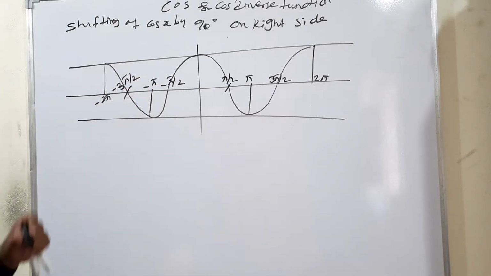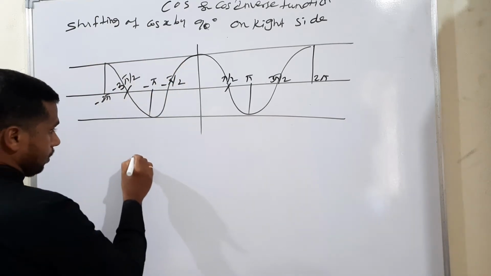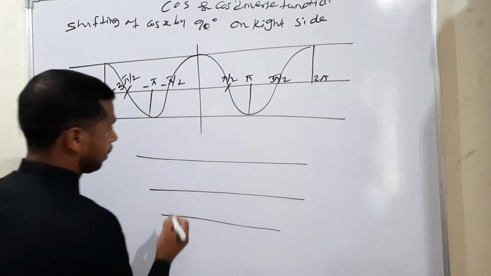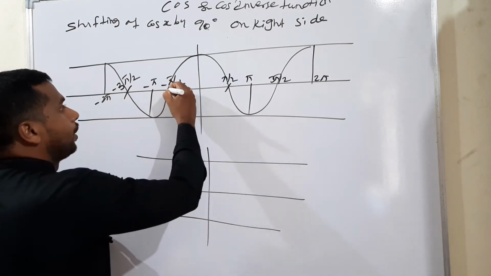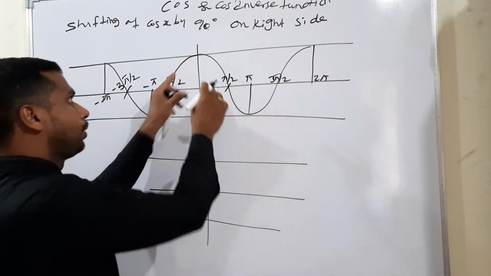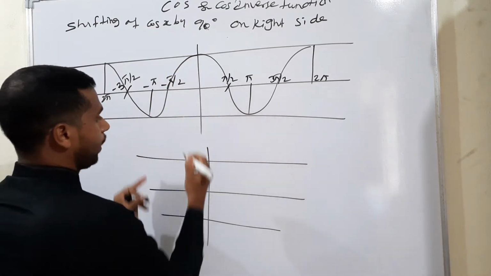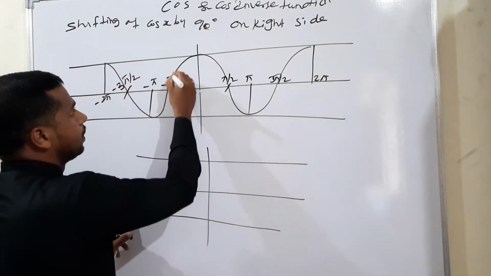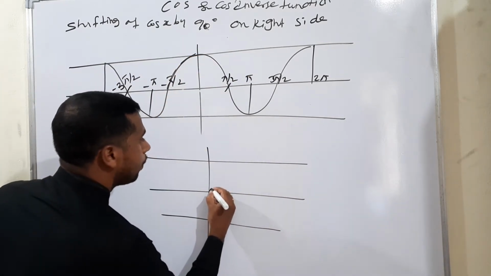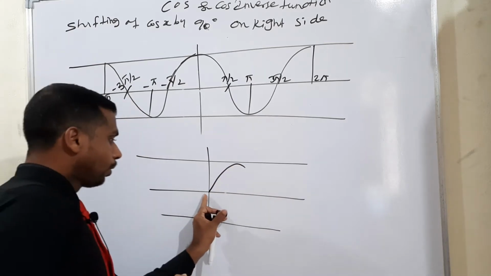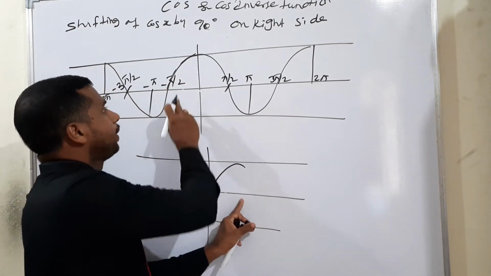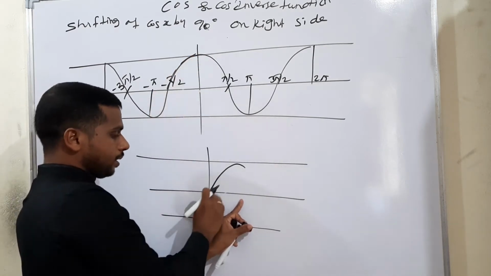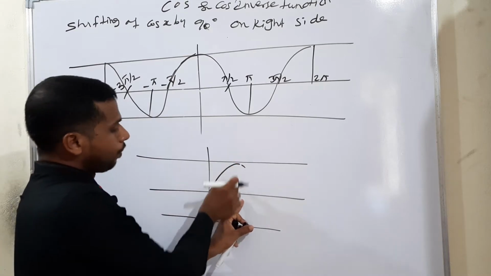So what will happen? Shifting of cos x by 90 degree means this negative pi by 2 to 0 is going to 0 to positive pi by 2. The same line will move to the opposite side, 0 to pi by 2. Actually shifting means the original cos graph from negative pi by 2 to 0 shifts by 90 degree to 0 to positive pi by 2.